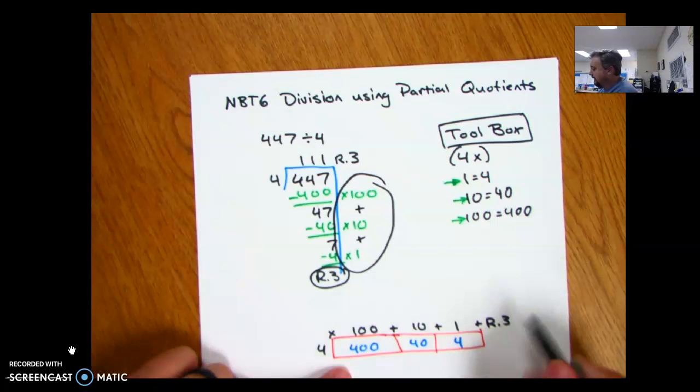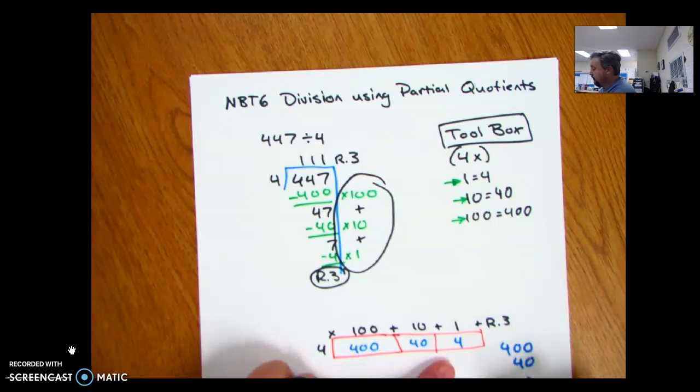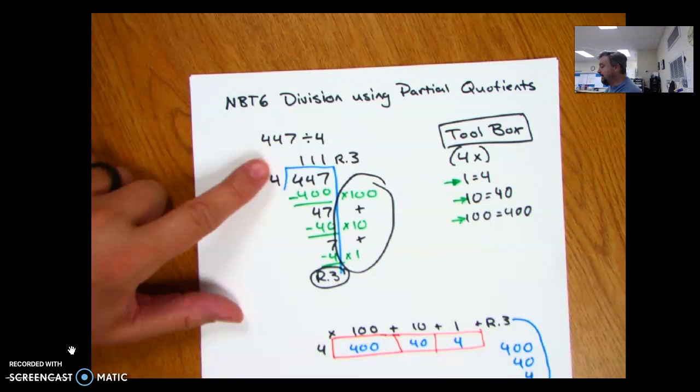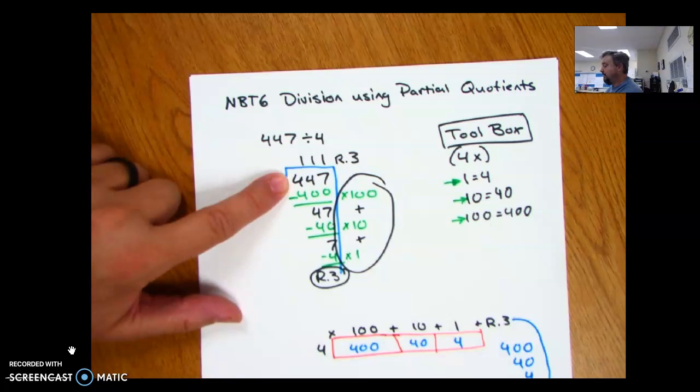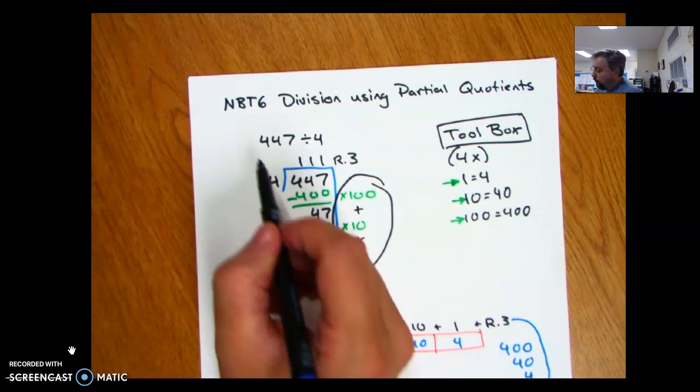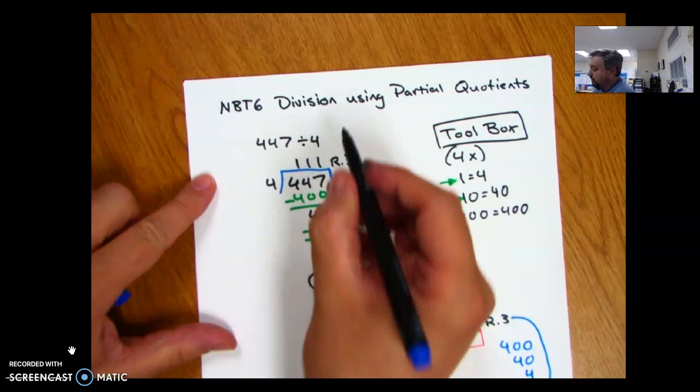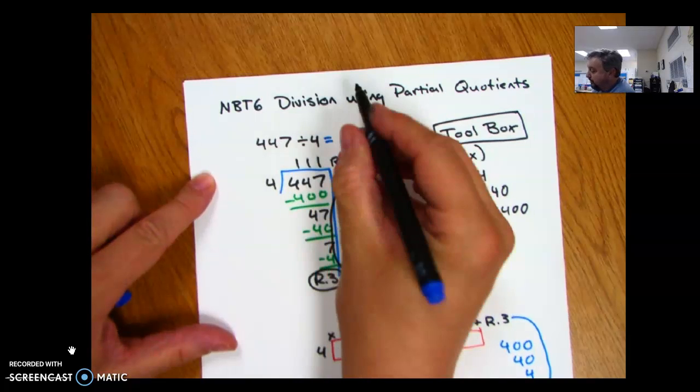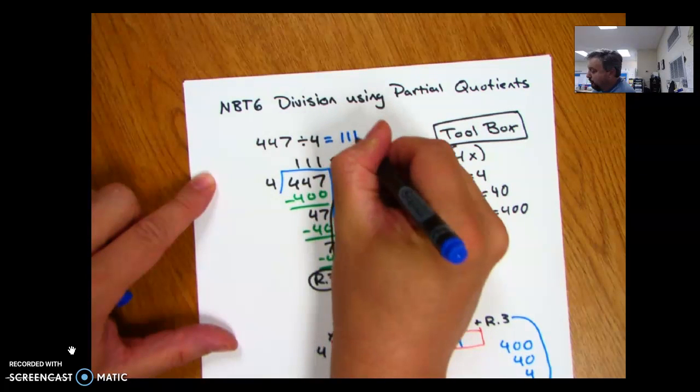So I'm simply going to combine these together. 400, 40, 4, and I can't forget my remainder of 3. I have 7, 4, 4, so 447, and that does match my original dividend. So my answer to 447 divided by 4 is definitely going to have a quotient of 111 with a remainder of 3.